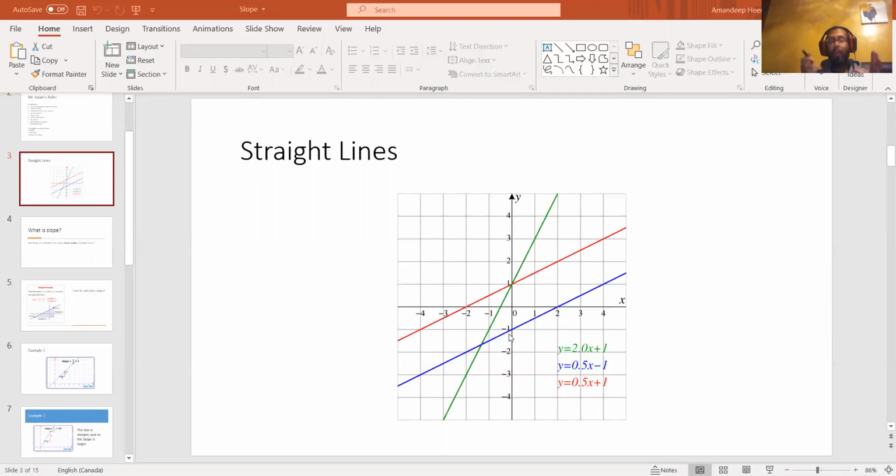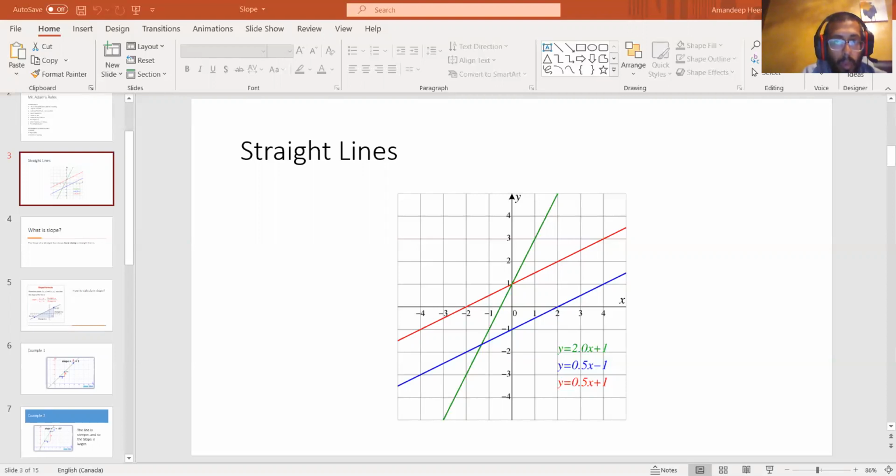Now the question is, what does slope mean? Slope measures how steep a line is, how quickly the line increases, or how quickly the line decreases. That is what slope means. Now, how do you calculate the slope? What is the formula to calculate the slope? Here I'm going to define that for you.